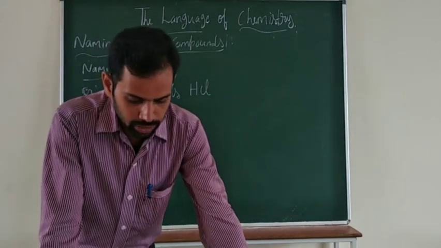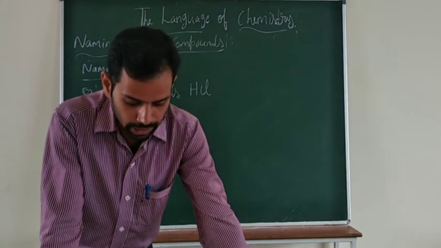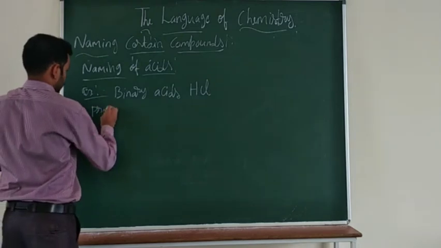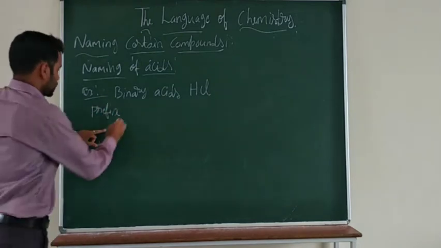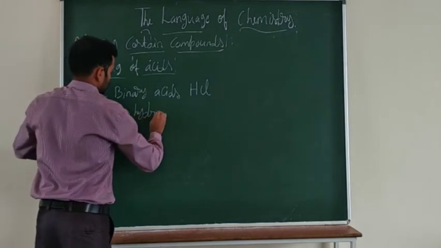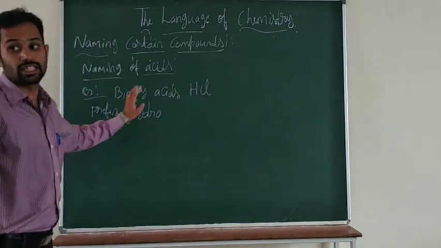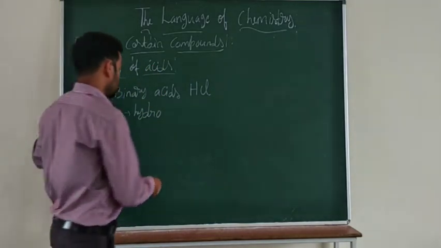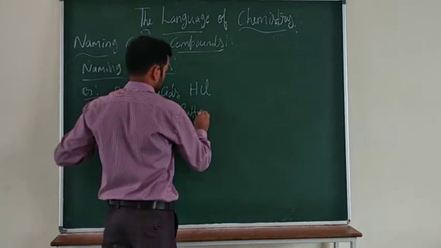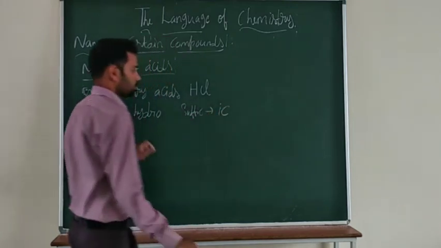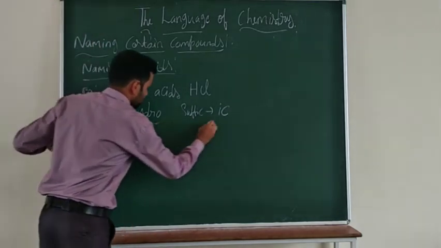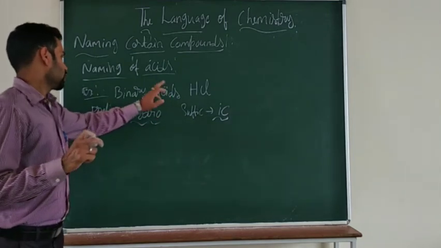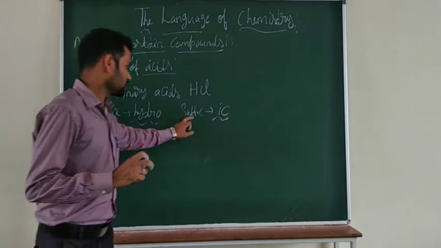So what do you have to use there? The prefix we will use is hydro, and then the suffix IC. Both we will use. Prefix hydro, suffix IC. Be very careful about this one. So while naming binary acids, we will use prefix hydro and suffix IC.